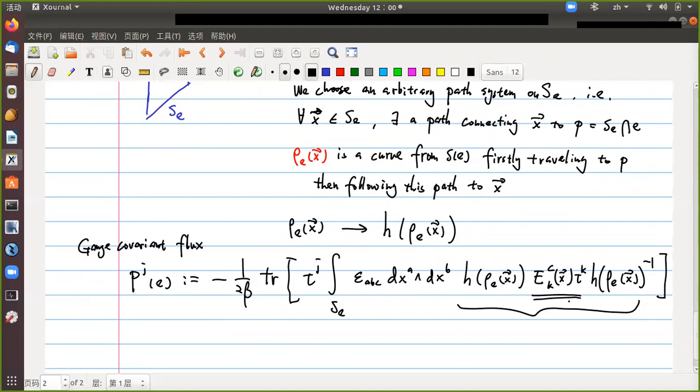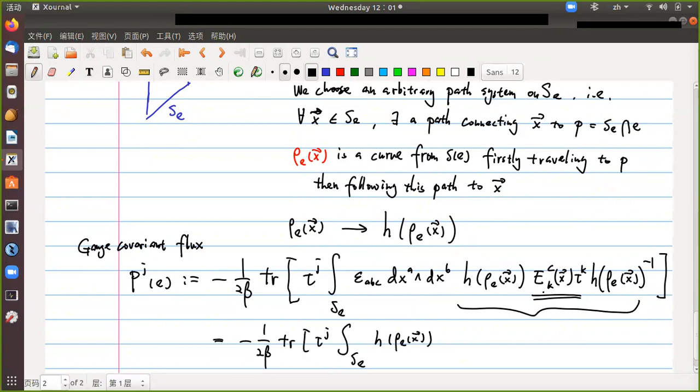independent. Although I write it in terms of coordinates, this is really a coordinate independent formula because this is just equal to, up to a coefficient, no, not even up to a coefficient, 1 over trace tau j integral over S of E and h rho E X. And here, this is E.